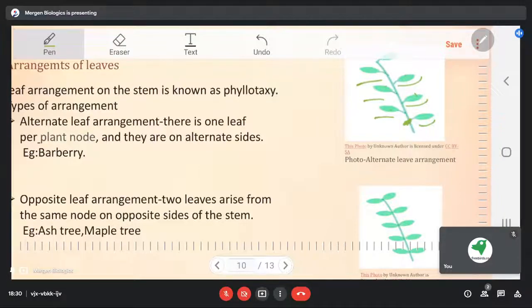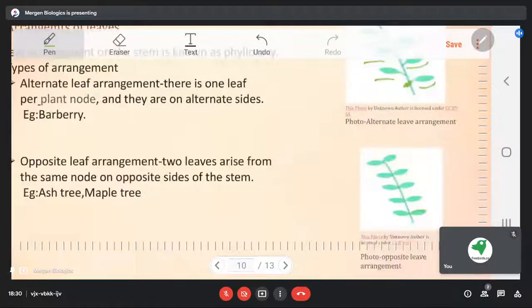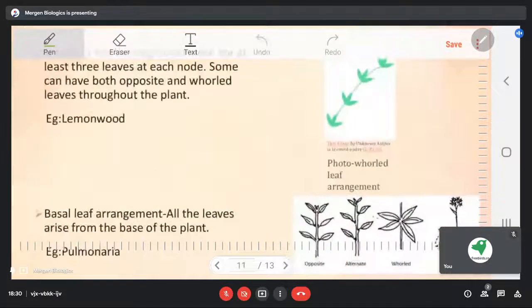Then comes the opposite leaf arrangement. In opposite leaf arrangement, you can see that 2 leaves are arising from the same plant node, but in opposite directions of the stem, they are arising in 2 different directions. So this is opposite leaf arrangement. This is the 2, and then we have the whorled leaf arrangement.